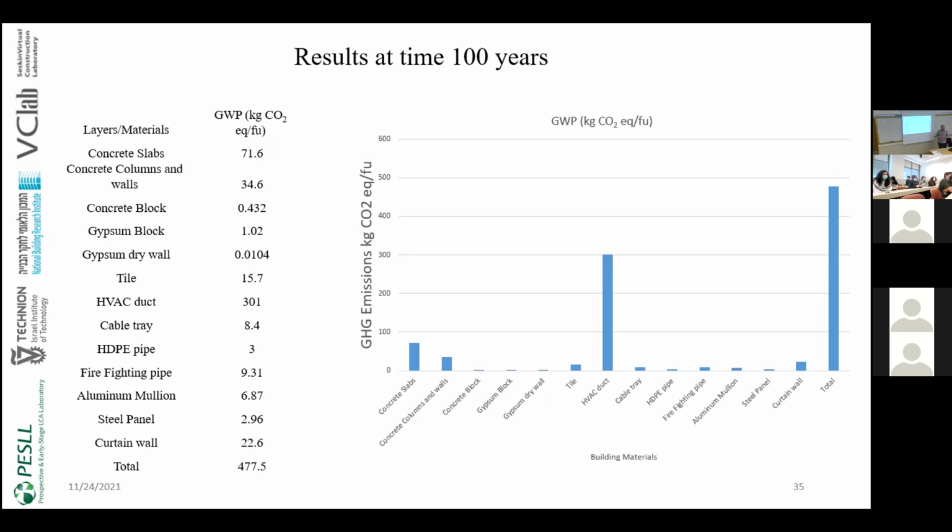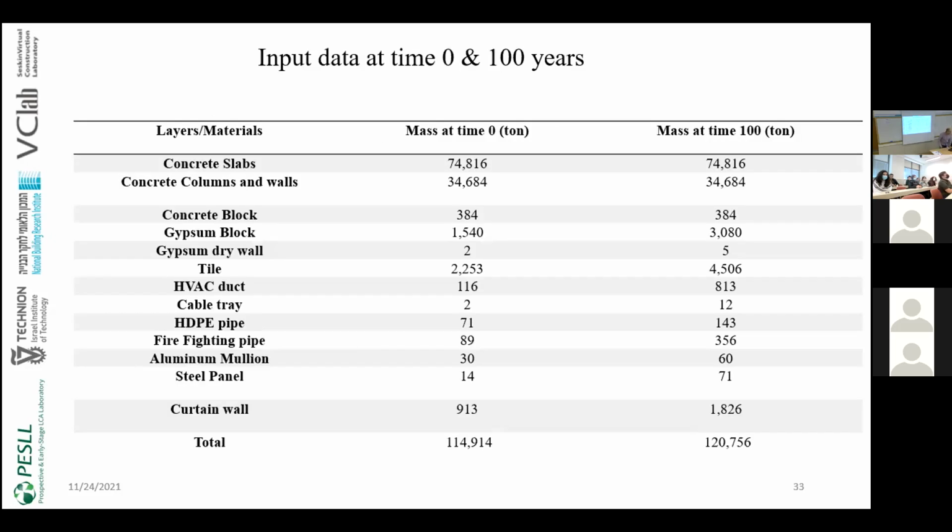On the adaptation, can you go to the page before? Yeah. I mean, I guess the difference between 0 and 100 years is that you have 116 in the first column, and you have 813 in the second column, and that's an enormous difference. Are you suggesting that you need to replace it 7 times in 100 years? It's actually, I think, 5 or 6 times.